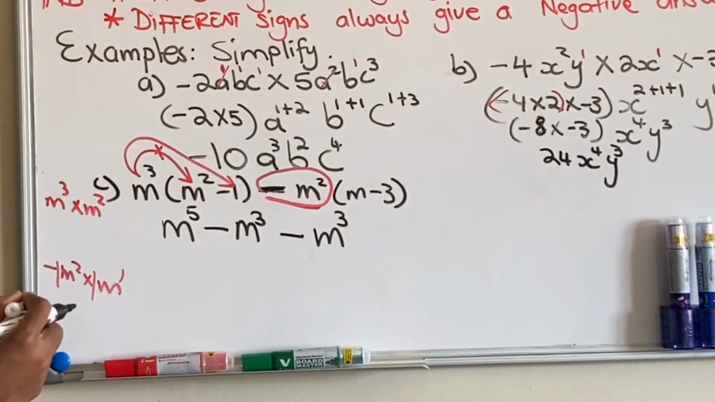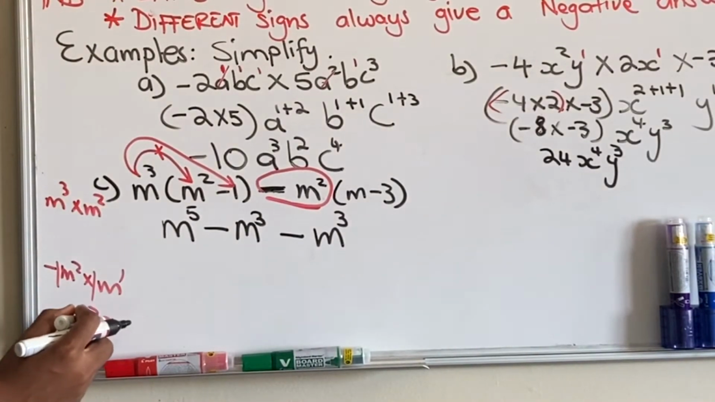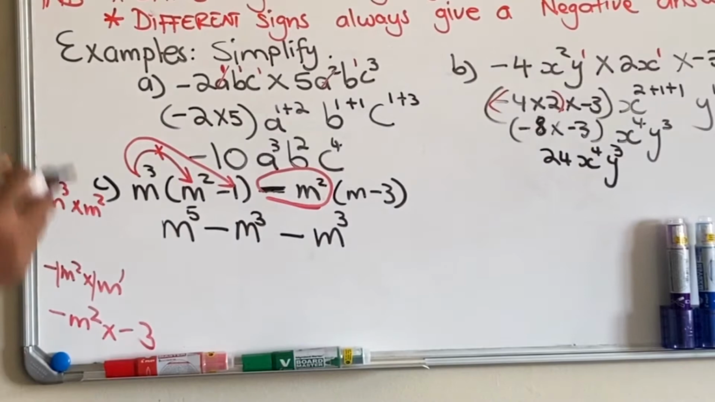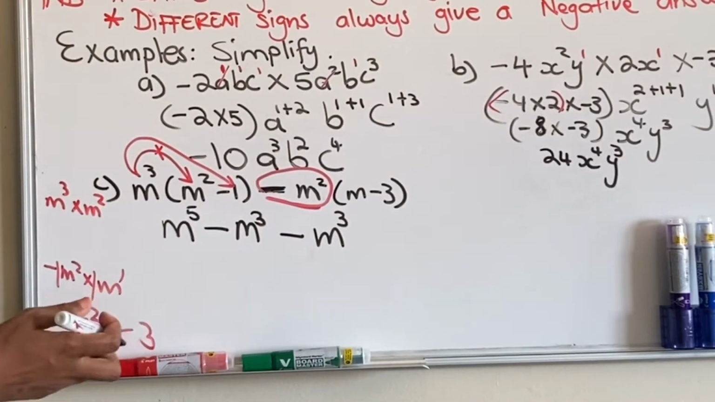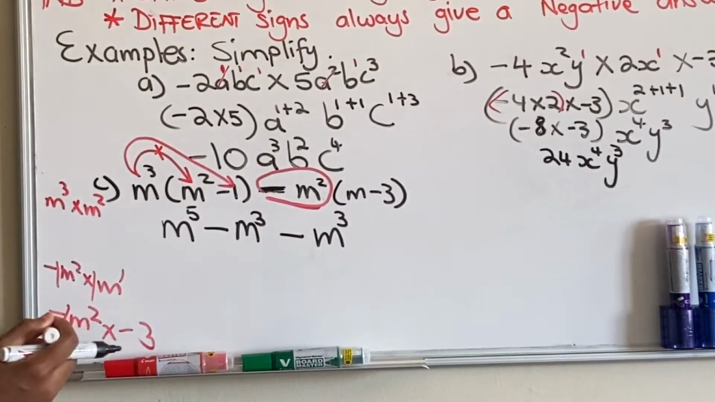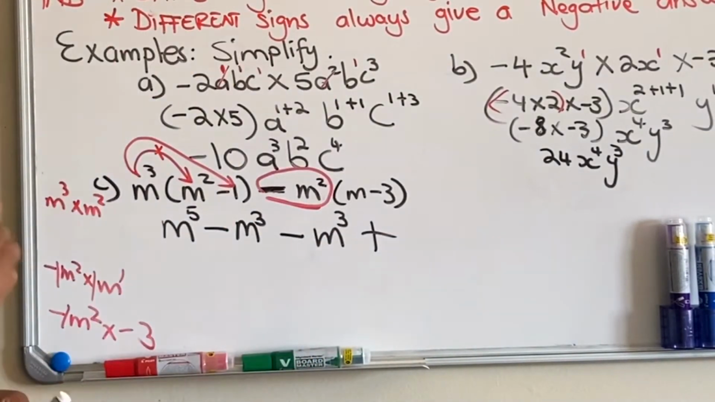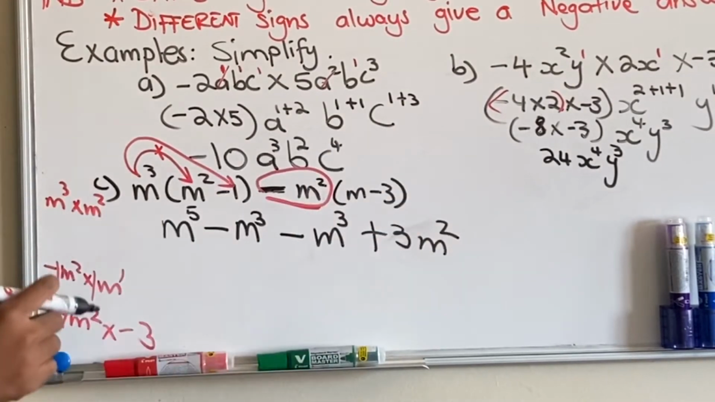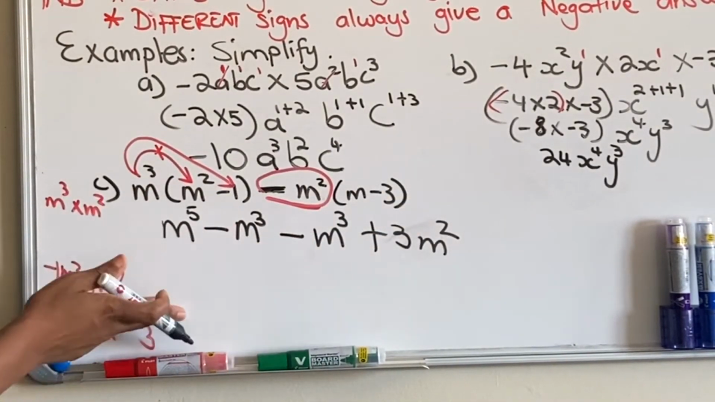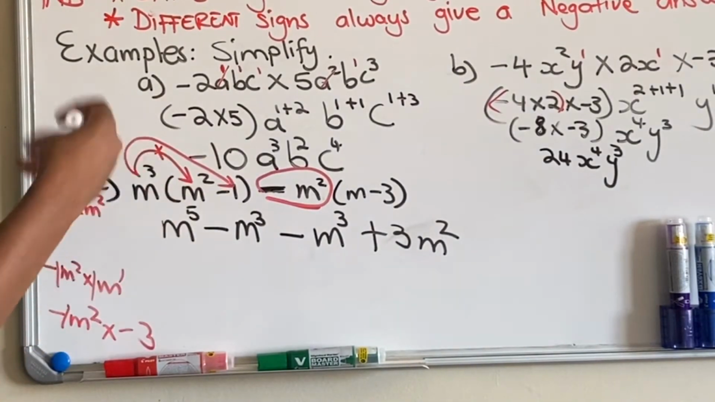Then the next one, we have a negative m squared times a negative 3. Because whatever we have outside the bracket should be multiplied with everything inside the bracket. So we want to make sure that we are applying that theory. So we have negative m squared times negative 3. I'm going to multiply the numbers, and the negative times a negative gives me a positive, and it's a positive 3m squared. You get that? So that is going to be simplified when we remove the brackets.